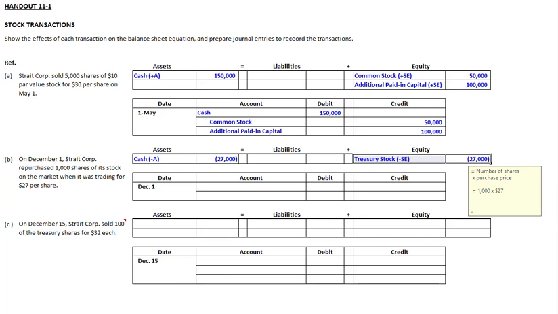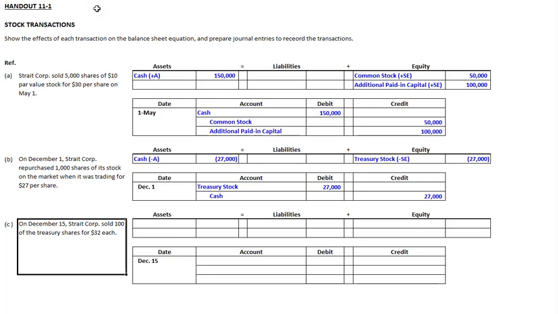To record these journal entries, we record the decrease in cash with a credit of $27,000. And of course, the debit to treasury stock will decrease stockholders' equity. Next, we're told on December 15th, Straight sold or reissued 100 of these treasury shares for $32 per share.